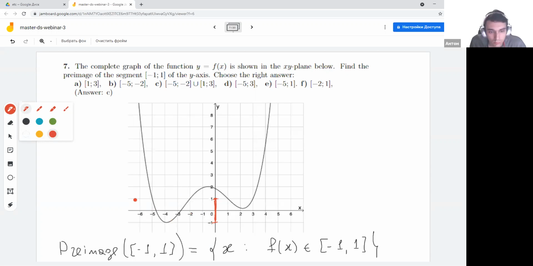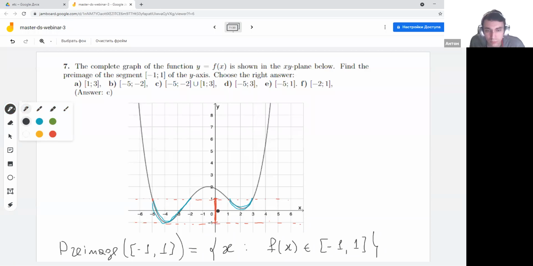Well, what I would do, I would just draw these two lines through the ends of the segment. And then I see that there are two parts of the graph, namely this part and this part, which correspond to the values of f of x which are greater than or equal to -1 and less than or equal to 1. And what remains is just to find the corresponding values of x.